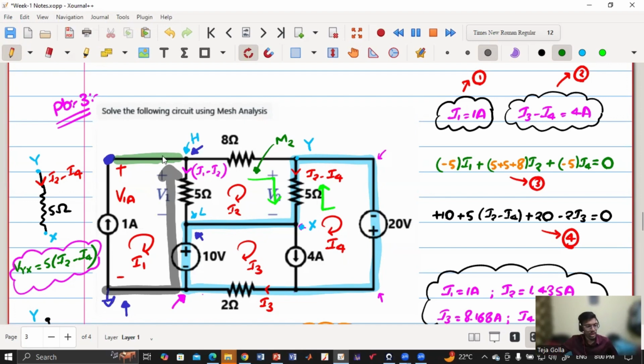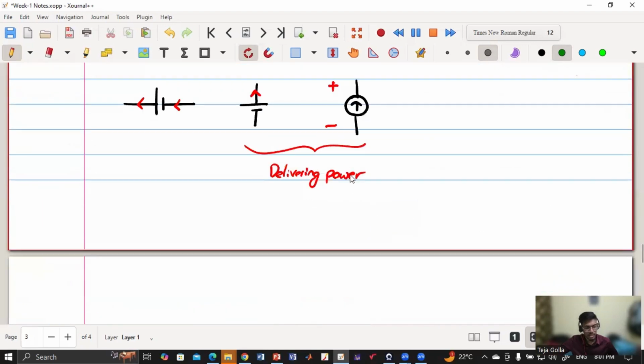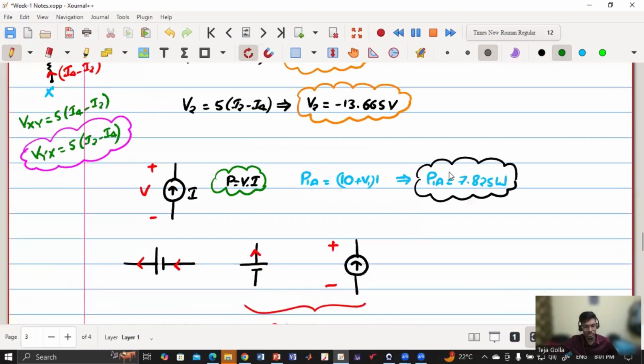But I am not going in a loop. I am just going from this terminal to that terminal. From this terminal to this terminal, there is an increment in the potential by 10 volts. And again, from this point to this point, there is an increment in the potential by 5 into I1 minus I2. So that's why V1 plus 10 is the voltage that I am considering. And the current is 1 ampere. So power delivered is 7.825. Is that clear?